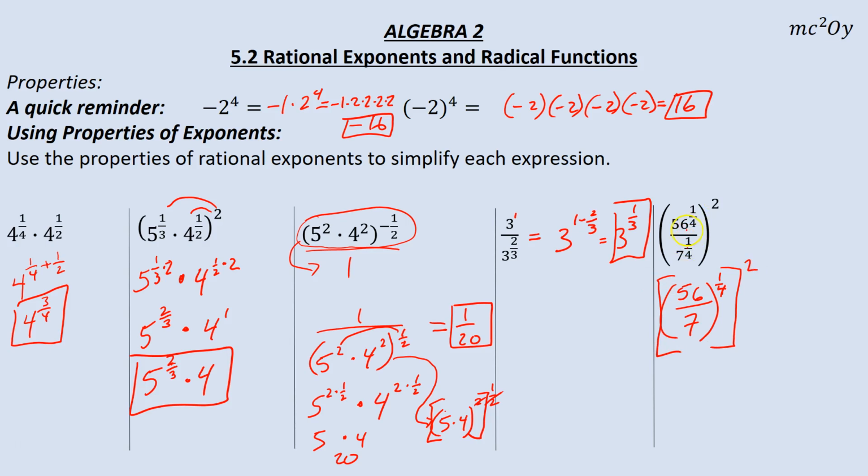So since the powers are the same, and really what that lets me do is it lets me reduce that fraction. 56/7 is just 8. So now I have 8 to the 1/4 power, all to the second power. 2/4 is 1/2, so this is really 8 to the 1/2 power. Really you're doing 1/4 times 2, right? So that's 8 to the 1/2. And that's really as far as I can go with it.